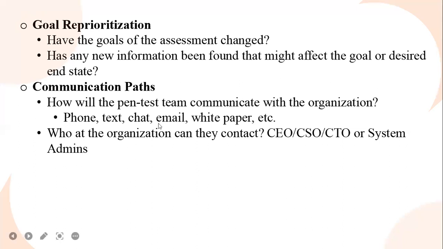The communication part: is it going to be via text? Some companies will use Slack, some will use Skype, some will use WhatsApp, some will use Facebook, some will use email, some will use paper documents. Depending on what works best for you, that communication path has to be decided. Then, of course, who is going to be the contact person? Is it the CEO? Is it the CSO, Chief Security Officer, or Chief Technology Officer? Or is it the system admins, or is it a team of staff or members of staff?